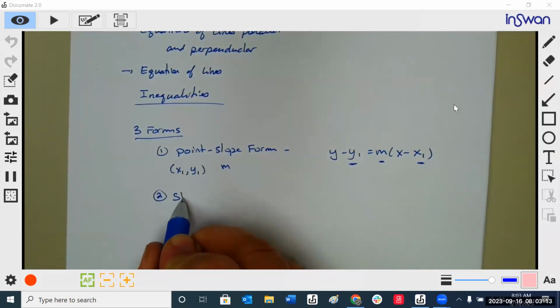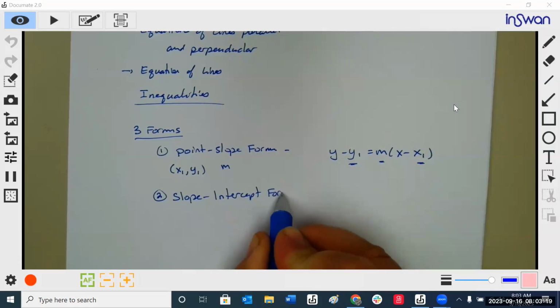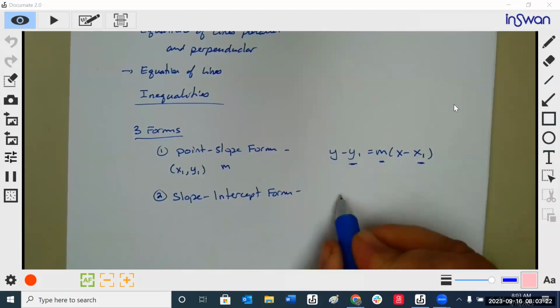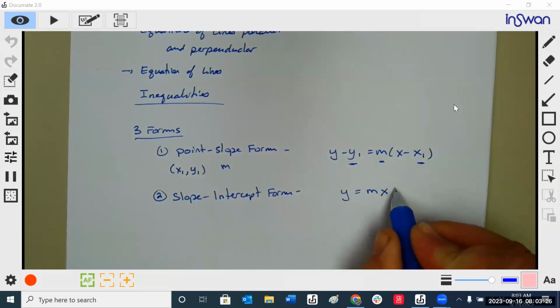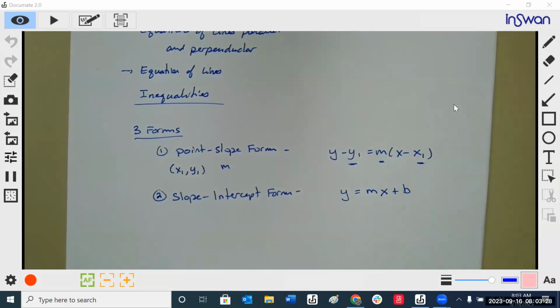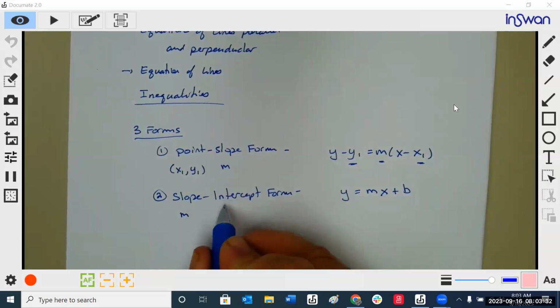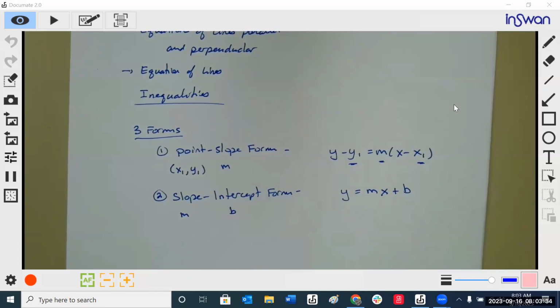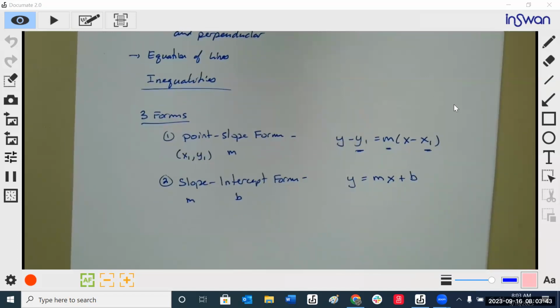We got the slope intercept form, which is the typical one everybody talks about when we talk about equations of lines. y equals mx plus b. Again, the slope is m and the y-intercept is b. Remember, anytime x equals 0, you get the y value, the y-intercept. So that's why b is the y-intercept.